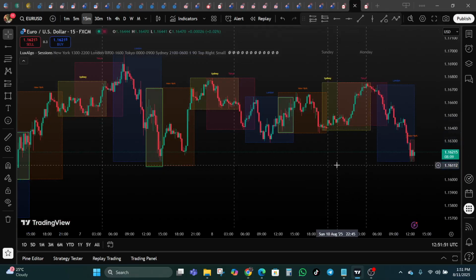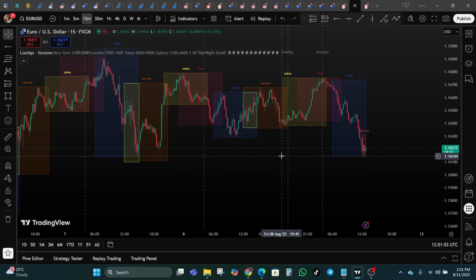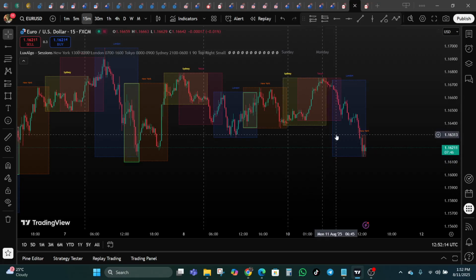Now, time-based trading is even more effective when combined with price action. For example, if you know the London Open tends to create strong directional moves, you can look for breakout patterns, or pullback entries right after the London Open. So this alignment of time and technical structure increases the probability of catching a meaningful move rather than getting stuck in sideways price action.